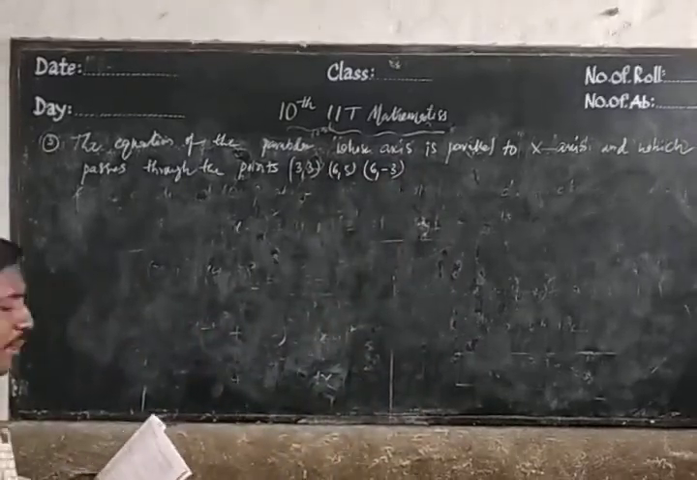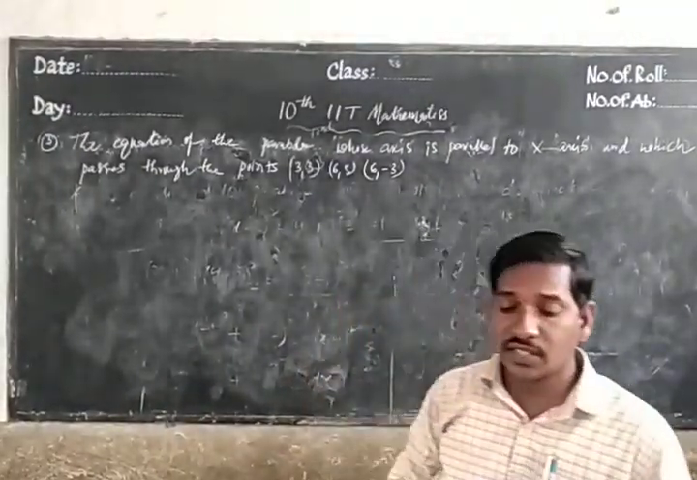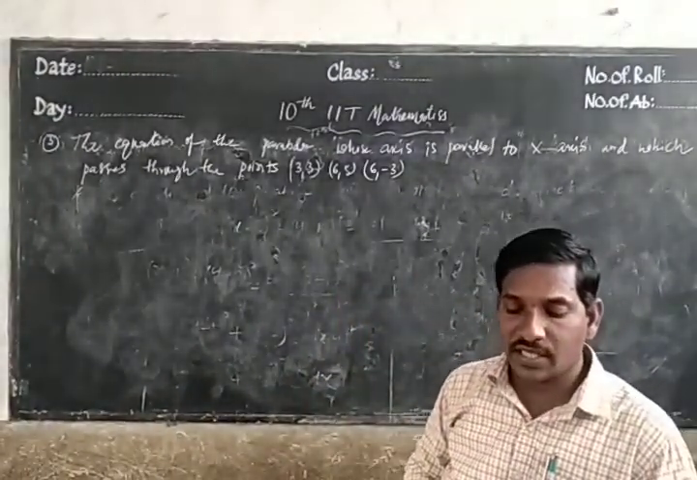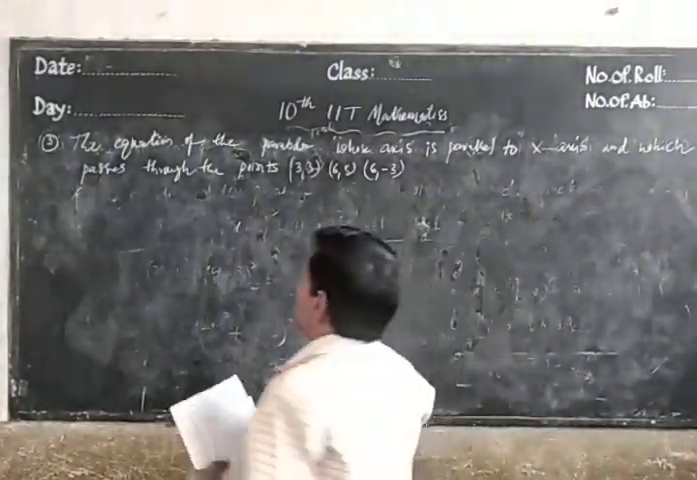Okay, the equation of the parabola whose axis is parallel to x-axis and passes through the points (3, 3), (6, 5) and (6, minus 3).